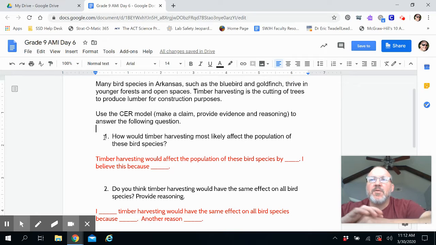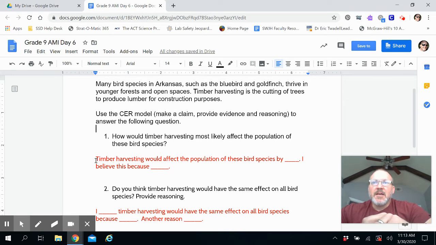All right. So we look at question 1, and it says, how would timber harvesting most likely affect the population of these bird species? Well, you can see from the prompt here, they want you to make a claim, provide some evidence and reasoning to answer the following question. And so you can look back to the prompt and think about this question in terms of the bluebird and the goldfinch. They really like open spaces. And we know that when you cut down trees, how does that impact open spaces? Those are some things that you might think about when answering this question.